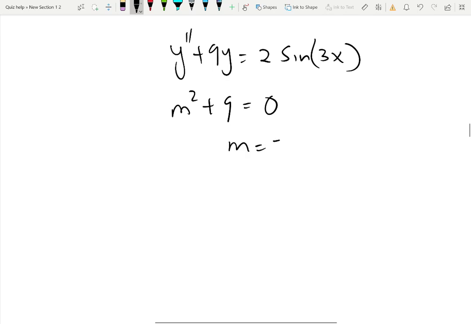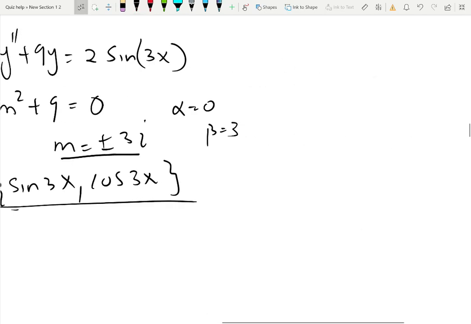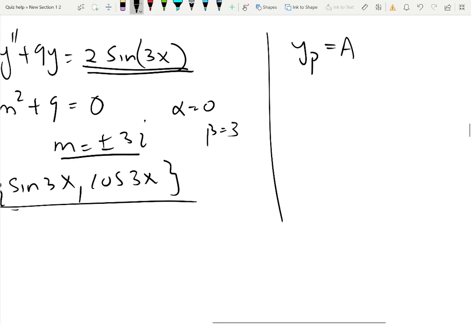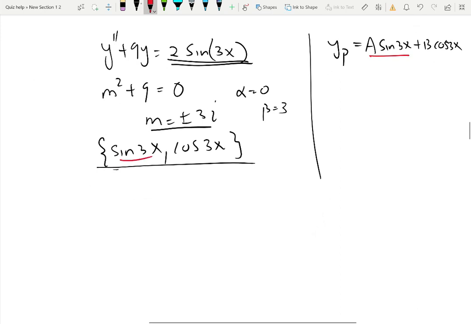So here I will do the rest very fast. The roots will be plus or minus 3i and the fundamental set of solutions is sine 3x and cosine 3x because the root is complex. Okay, alpha is 0, beta is 3. Remember we learned that. So this is the fundamental set of solutions. Now our initial guess y_p is a constant times sine 3x, so a sine 3x plus b cosine 3x, right? All right, so now do we have an overlap? Absolutely yes. We have sine 3x here and sine 3x, even cosine 3x and cosine 3x. So both parts contain overlap.